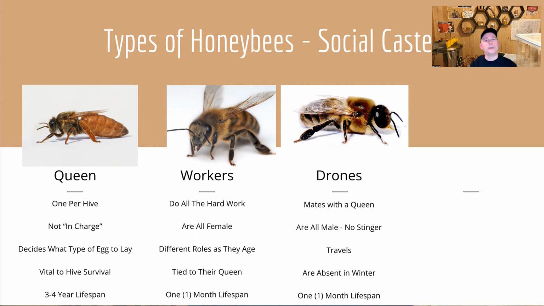Some other interesting things about drones are they don't have stingers. So one of the things that will happen with little kids is you can find a drone, it's a big fat bee, and give them to little kids to play with to get familiar with bees and not have to worry about them being stung. The other thing that drones do is they're not specifically tied to a hive. They tend to travel from hive to hive. So they're a little different than the other bees in that regard.